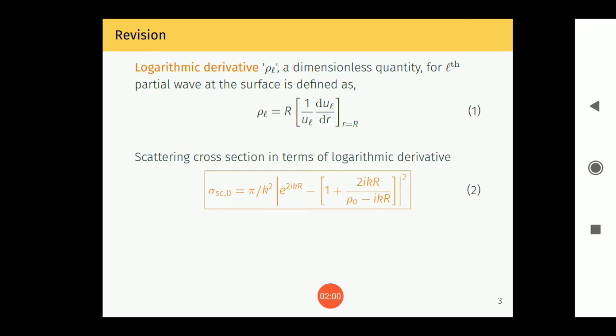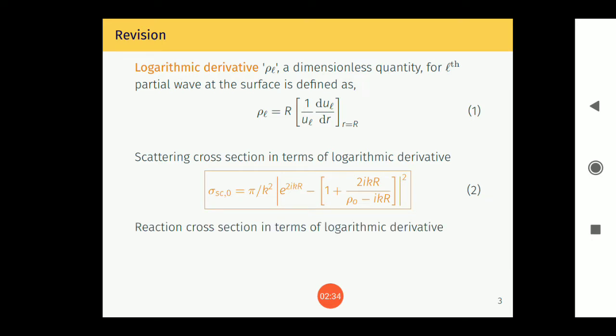Scattering cross section is equal to pi by k square into modulus of e power 2ikR minus 1 plus 2ikR divided by rho naught minus ikR, modulus whole square. This is basically the expression pi by k square into modulus of 1 minus eta naught whole square. So that expression is rewritten here, in which eta naught is replaced by logarithmic derivative for S wave.